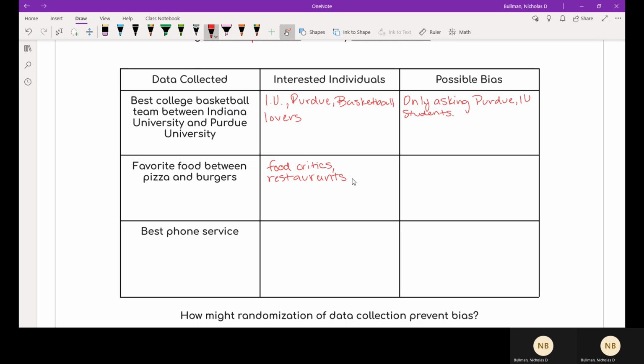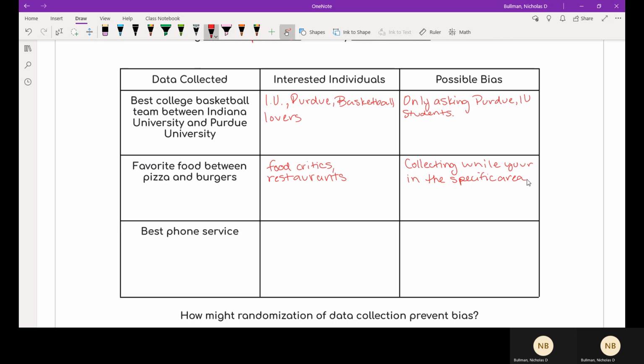So your possible bias would be just collecting that data while you're in that specific area. So if you're surveying people that are in a pizza parlor they're most likely going to say pizza's their favorite. Or if you're at a burger restaurant where they're famous for their burgers and you ask them what's their favorite food between pizza and burgers, they're most likely going to say burgers. So you want to take that survey outside and get an unbiased opinion.